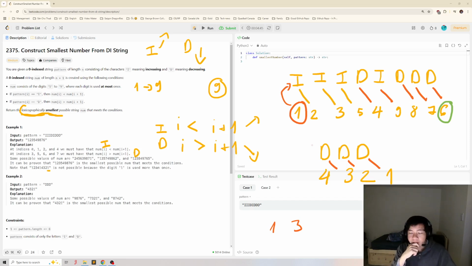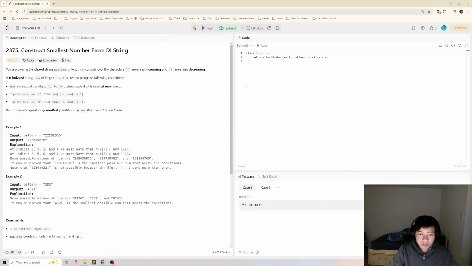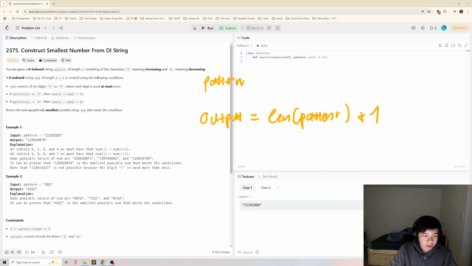Let's see. I'm thinking of backtracking or something, but let's see the logic here first, shall we? So the first thing is the pattern and the output. The output will equal the length of the pattern plus 1. This is the first thing, right? So we will depend on the pattern to define the output.